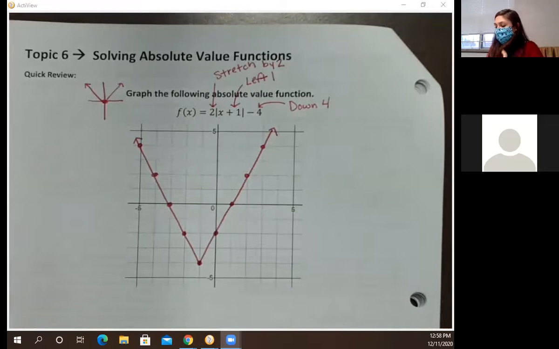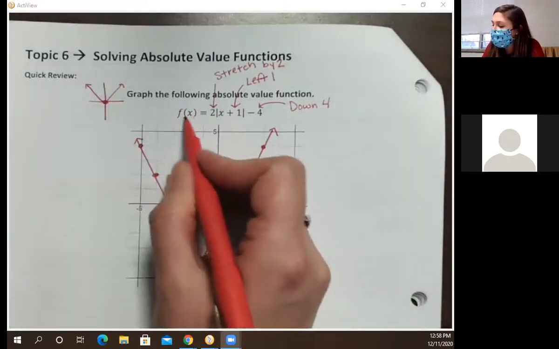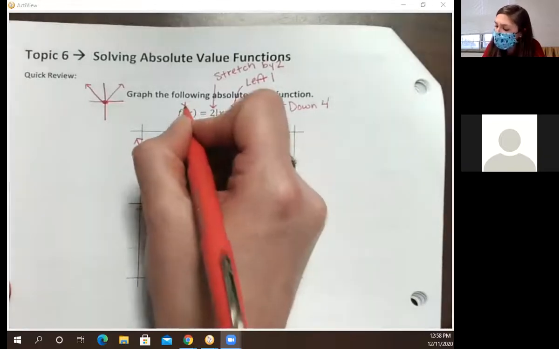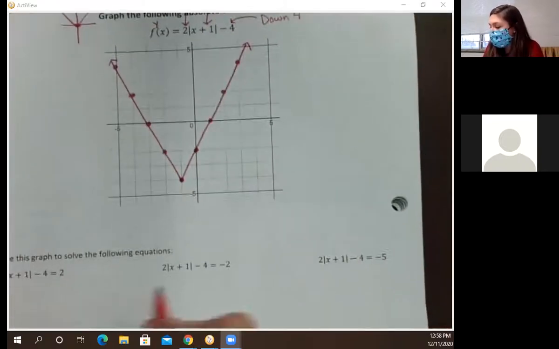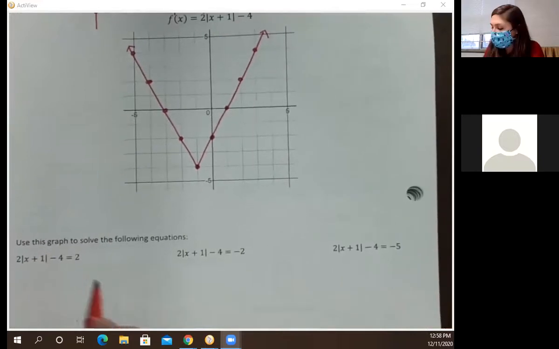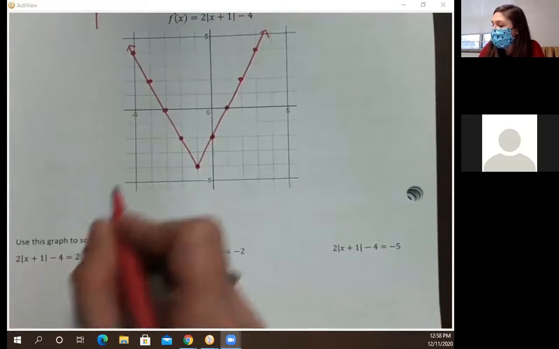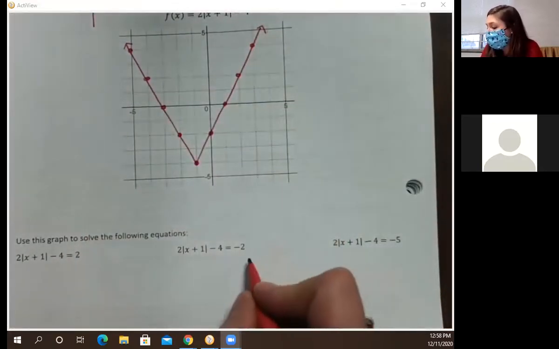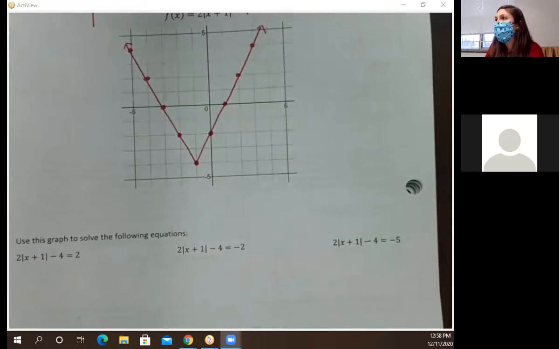Okay. So we've graphed these functions before. The change we're going to see today, what we're going to use these graphs for to start with, is to actually tell us about solutions. So here I have a function, right? f of x equals something. Remember, f of x is just like y. But down here towards the middle of our page, we actually have our equations. Instead of y or f of x, I have my absolute value function, same function, equal to 2, or -2, or -5. So this is an equation that we could solve. And that's what we're going to use our graphs for to start today.